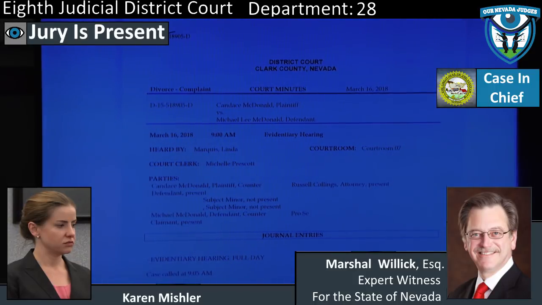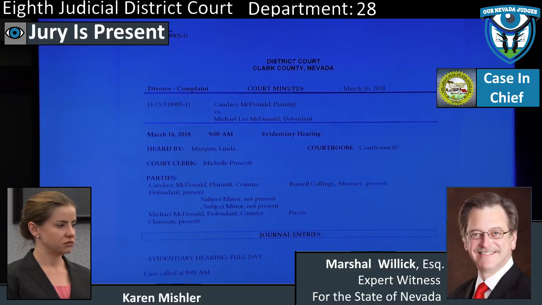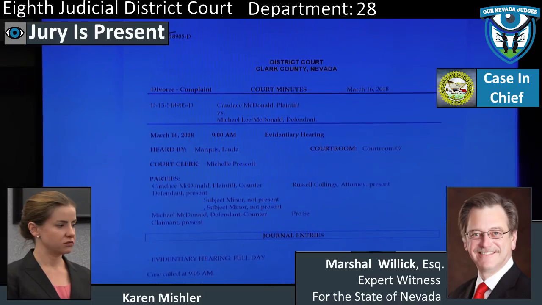And what is the date of these court minutes? It purports to be March 16, 2018. Okay. And for what case? McDonald was the... Yes. And would you mind just providing the case number as well? It appears to be D15-518905-D.